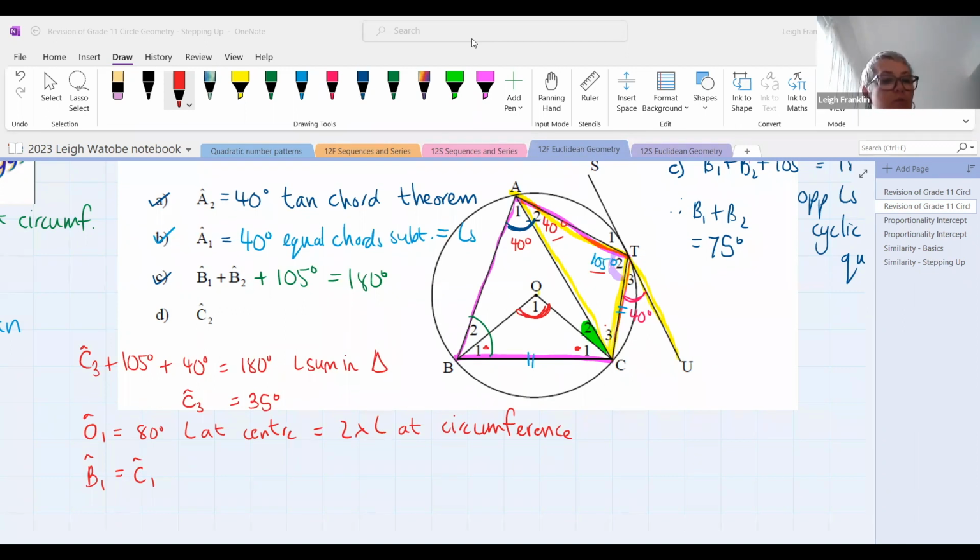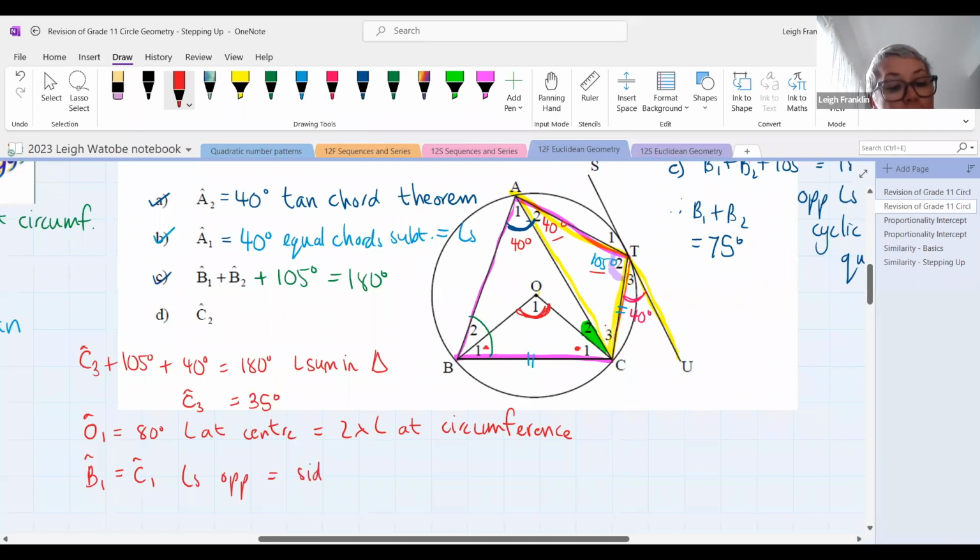Yeah, Amukalani, you're right. They are both equal to 50. Lusanda, angle at center is twice angle at circumference. So BC subtends O1 at the center, and it subtends A1 at the circle. That means that O1 is twice the size of A1. That's why it's 80. And the reason for B1 equal to C1 is angles opposite equal sides.